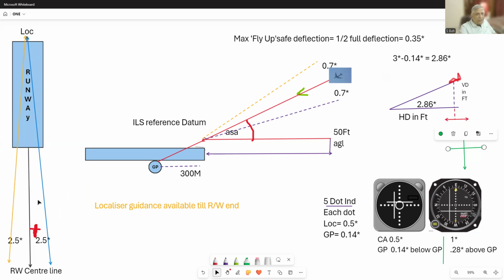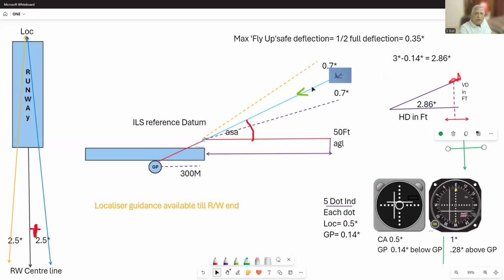The full deflection of the needle will occur at 2.5 degrees either side. So on a 5-dot indicator, each dot will represent 0.5 degrees of closing angle. In this case, the needle has gone 1 dot to the left, means fly left, 0.5 degrees is the closing angle. Here it has gone on to 2 dots, means 1 degree of closing angle. This is a separate aircraft, and this is a separate aircraft, right?